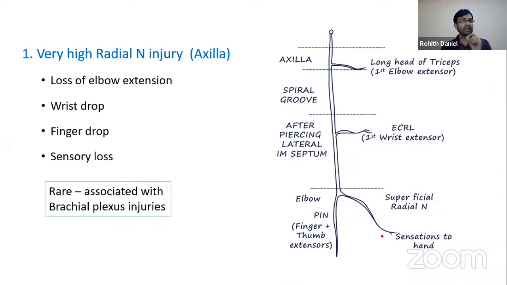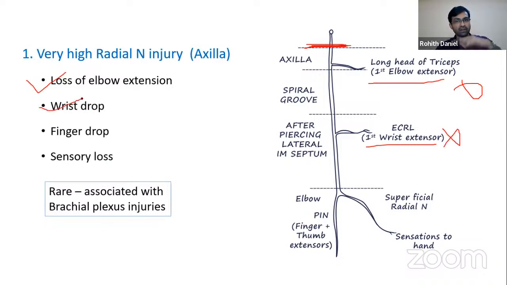Now, what is this very high radial nerve injury? In very high radial nerve injury, what happens is that there is an injury very high here. Okay, very high up in the axilla. So what happens when there is an injury very high up in the axilla? What will happen to the long head of triceps? It will not work, isn't it? It will stop functioning. So the patient will have a loss of elbow extension. This is very rare, but this you need to know for your theory basics. Okay. Then what happens to the ECRL, extensor carpi radialis longus? It will also stop functioning.